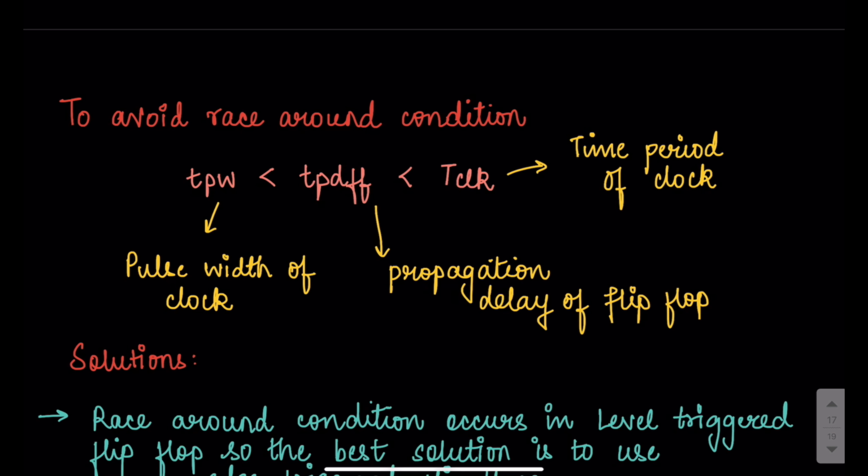Now, this is very obvious that the delay of the flip-flop, that is the time the flip-flop is taking to give the output, should be less than the time period of the clock, because we don't want the clock to finish and the flip-flop has not even responded. So that is not the case. So obviously this condition needs to be satisfied, but what is important is this part. The width of the pulse, that is the duration during which the pulse is high, should be less as compared to the propagation delay of the flip-flop.